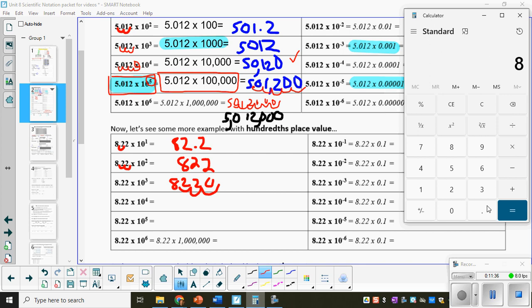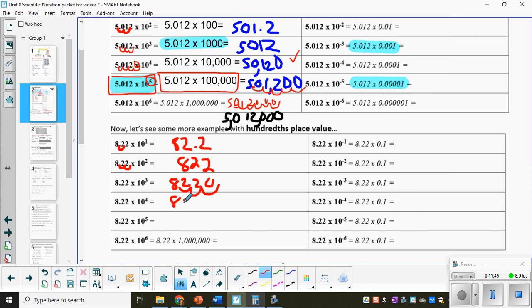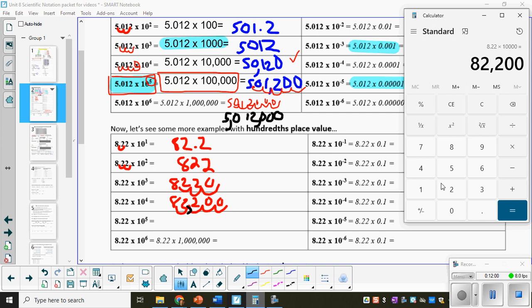So if we had 8.22 times 10,000, let's just check it. If I had the 8.22 here, and I go 1, 2, 3, 4, and I fill in with zeros, I could put a comma here to help you guys see that that's the 82,200. All right, so now 8.22 times 10 to the 5th, which is 100,000. So we get 822,000.